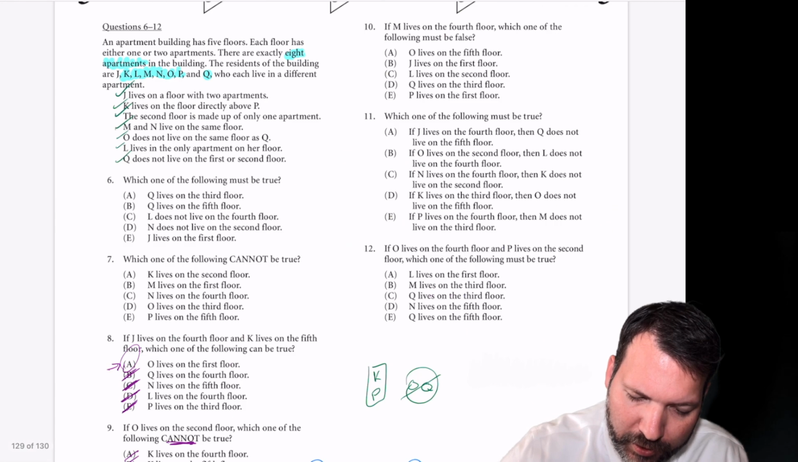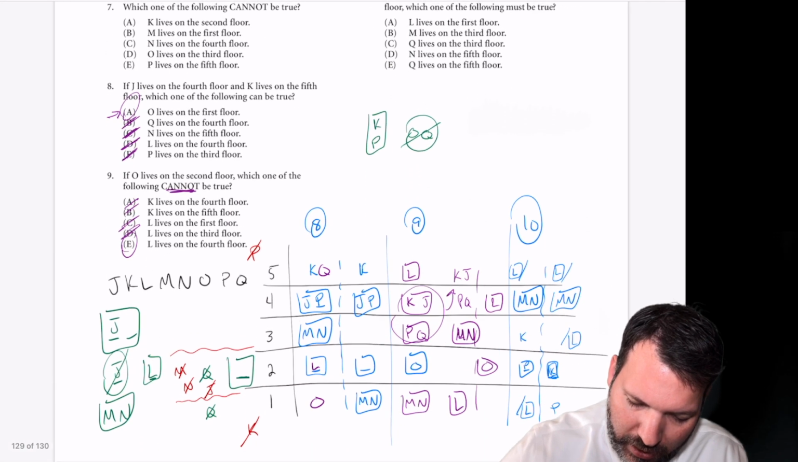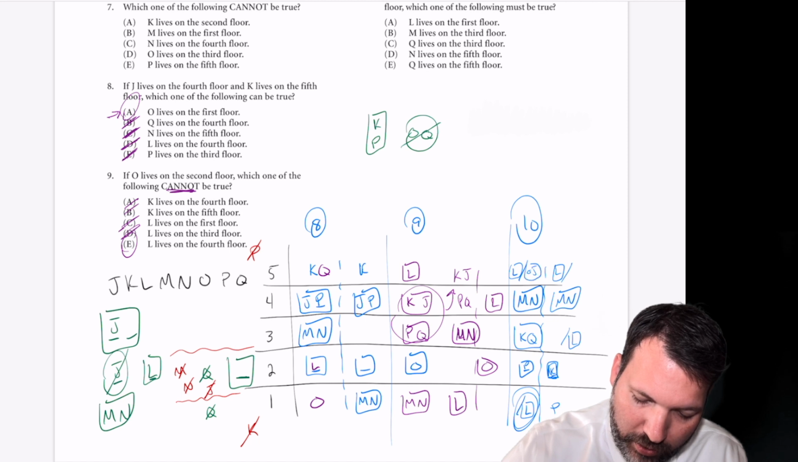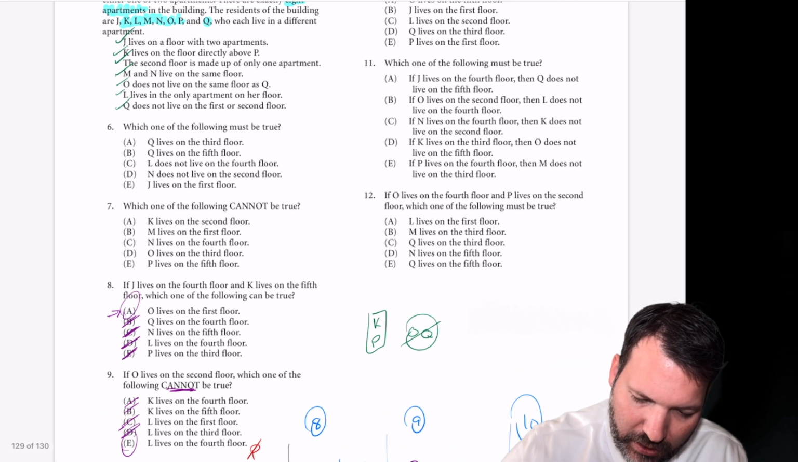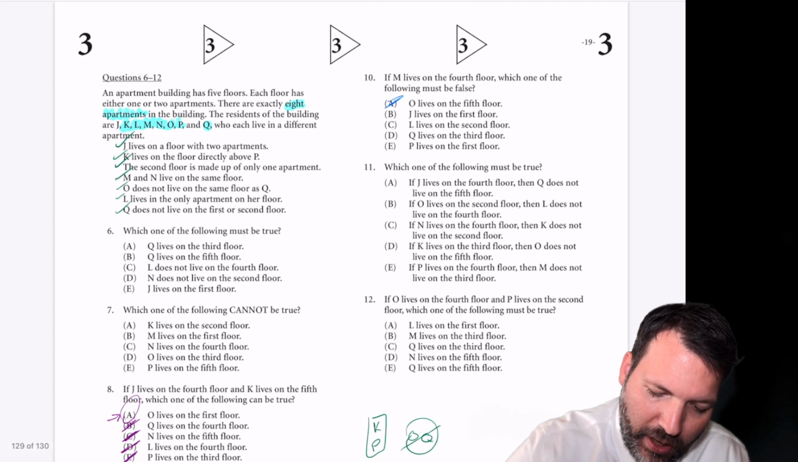Which of the following must be false? O lives on the 5th floor. Is that possible? Seems to me like it could have been O. Couldn't L have been down here? And then maybe K would have to go with Q, and O would have to go with J, but that definitely seems okay. So I'm going to cross off A.